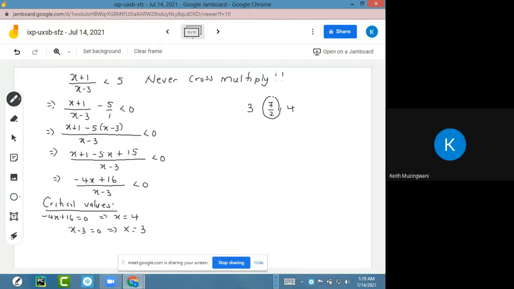So, how are you finding the critical values again? You equate the numerator to 0. So for x, what you get is a critical value. You equate the denominator to 0. So for x, what you get is a critical value. So not equating the whole thing to 0, like negative 4x plus 16 over that to 0. Equate the numerator alone to 0, also the denominator alone to 0.